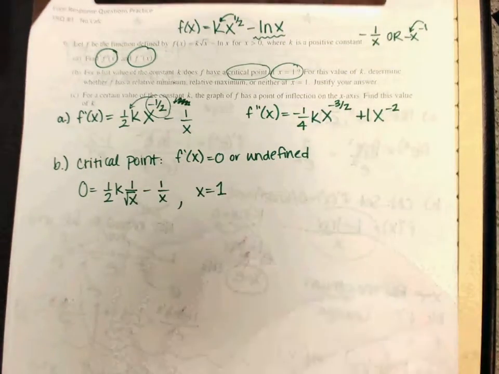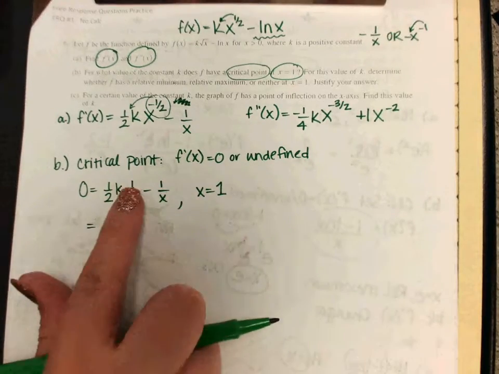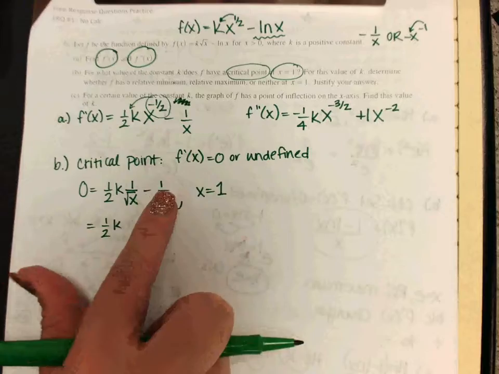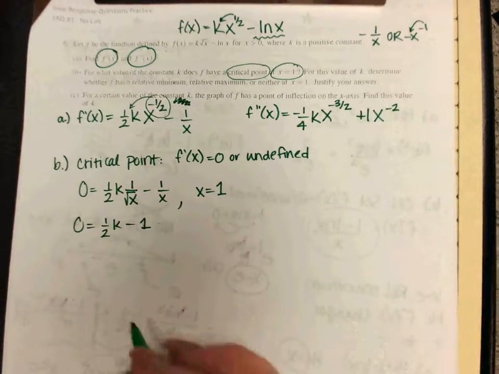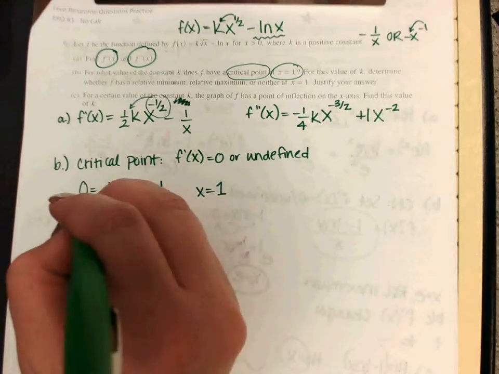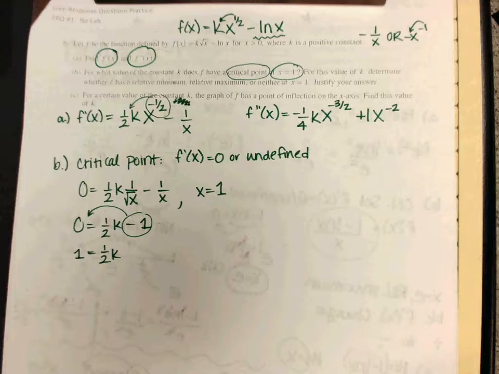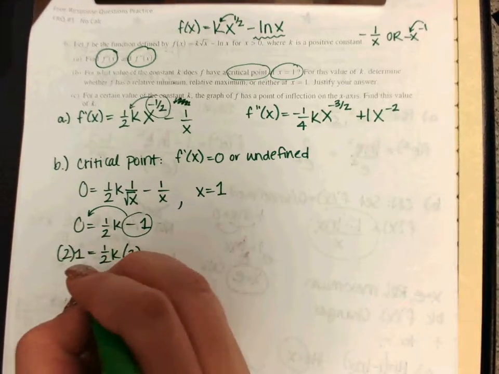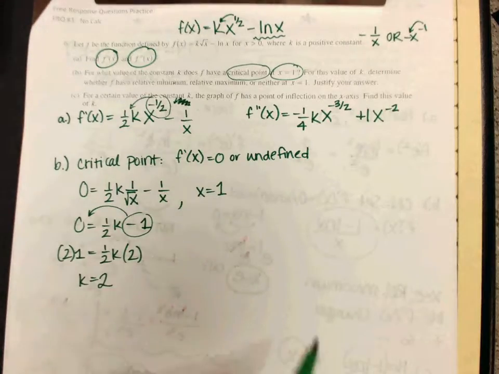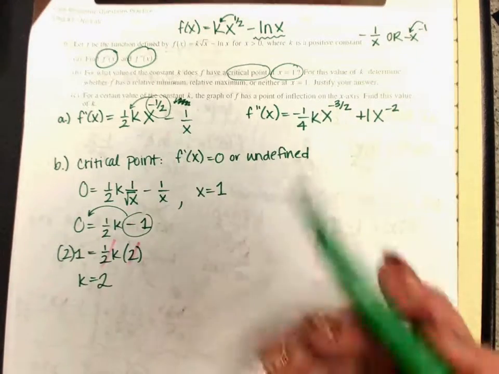So if I plug in my 1 here, that's really just a half k. 1 over 1 makes no difference, then minus 1 over 1 is a minus 1. That's equal to 0, so I'll take my minus 1 across to the other side. Now positive 1 equals a half k, and then to get rid of the half, I'll multiply by 2 on both sides, which means that my k has to be 2 when my half and my 2 cross each other out. Okay, then it says, do I have a relative min, max, or neither at 1?